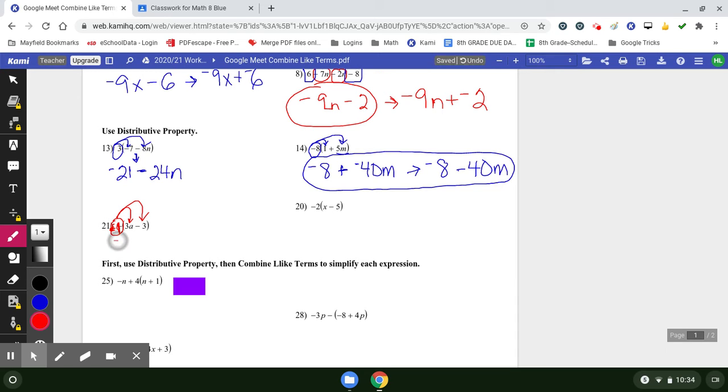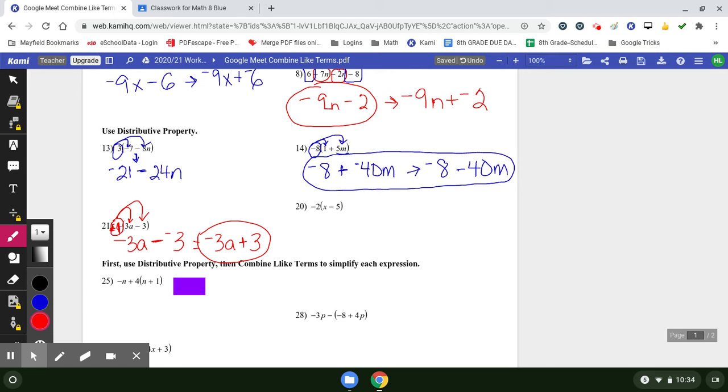-1 times 3 is -3a. I can bring down the minus and do -1 times 3, -3, which is also equal to -3a plus 3, which is my final answer. I could also think about this as that -3 as a -3.